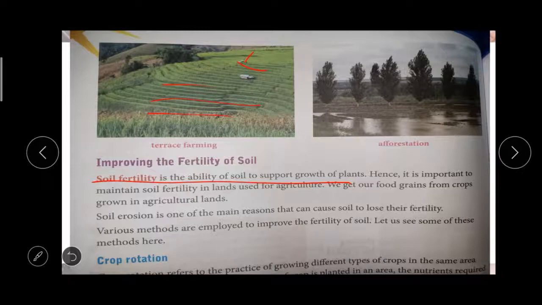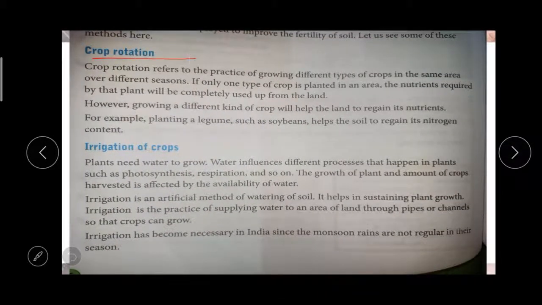Various methods are employed to improve the fertility of the soil. Some of them are given below, we will discuss them. First one, crop rotation. Crop rotation means we can grow different types of crops in the same area in different seasons. If you put maize in one season, in the next season we can put wheat. In the next season we can put pulses. In the next season we can put some vegetables. In the next season we can put some fruit, and then we can cycle it. It becomes a cycle, and it will give time to produce nutrients in the soil.